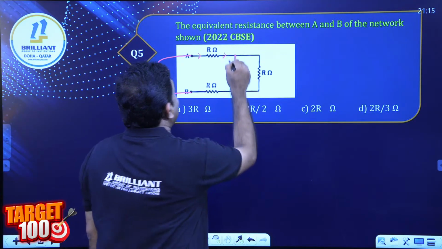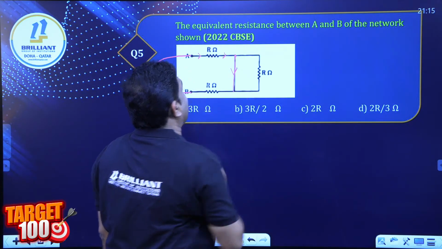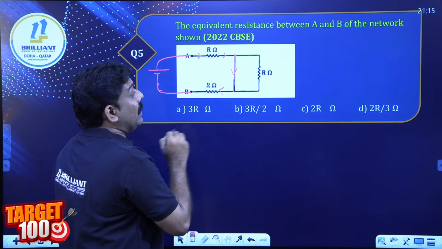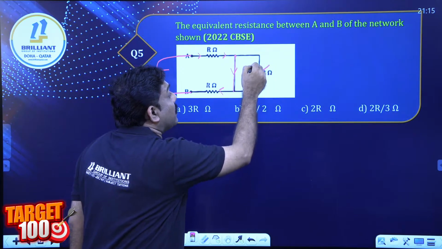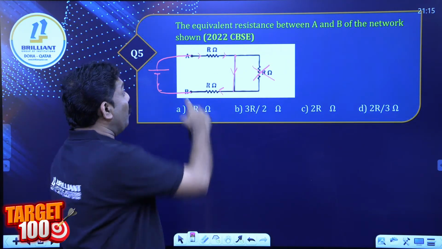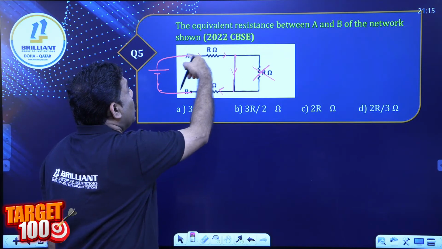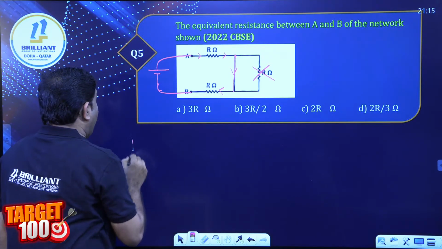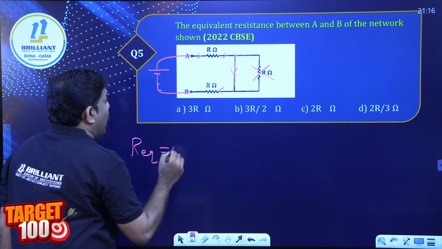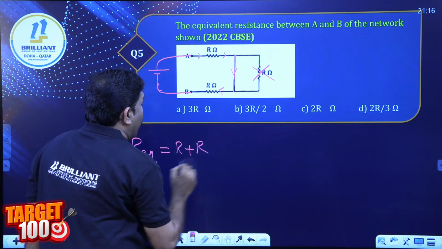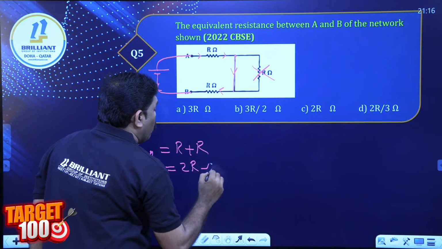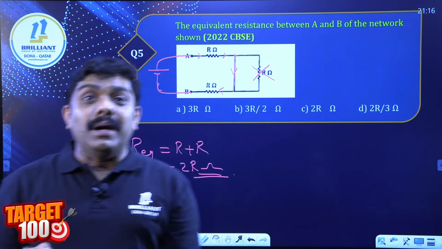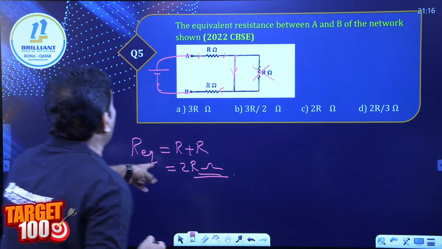So the current flows through this path, and then when current reaches here, it will go through this. So no current flows through the other path. They are in series now. Look, R and R are connected end to end. So the equivalent resistance R equivalent is equal to R plus R, that is equal to 2R ohm, which is the right answer. So the equivalent resistance is 2R.